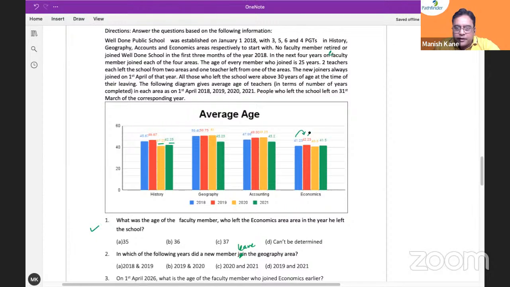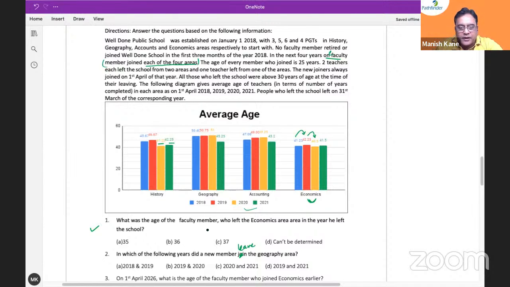But from year 19 to 20, there is a change. And from 20 to 21, again, there is an increment of only 1. So nothing has happened in economics from 20 to 21 also. Correct? So somebody must have left. If at all something has happened in economics, it would have happened only from year 2019 to 2020. But there is one more factor here. You are given in the question, one faculty member joined each of the 4 areas.